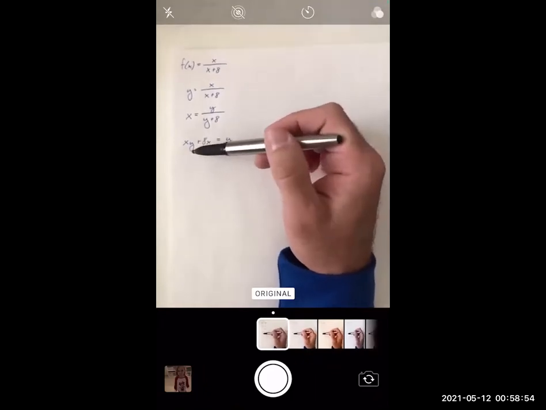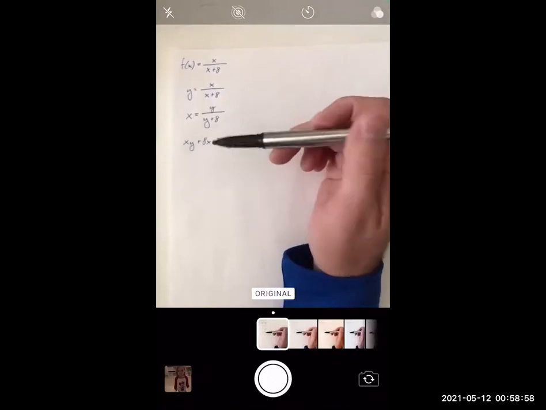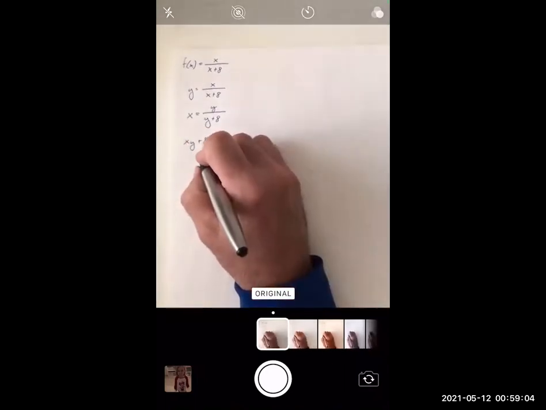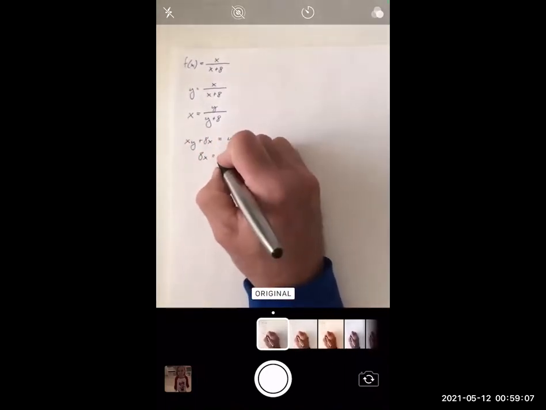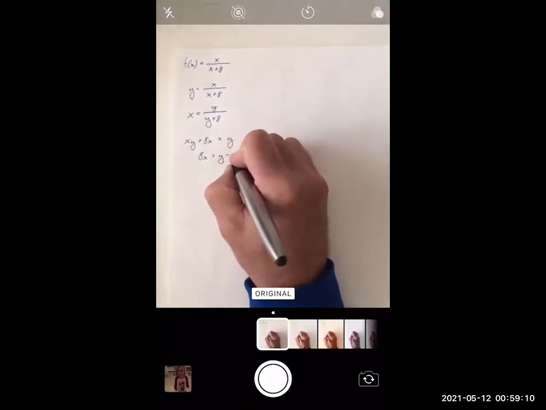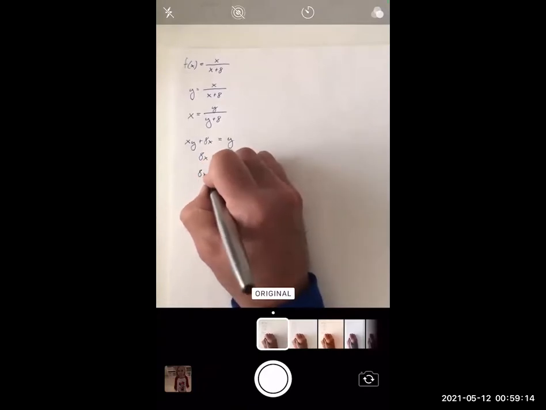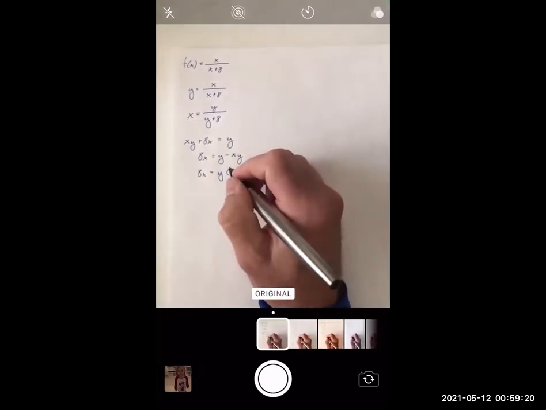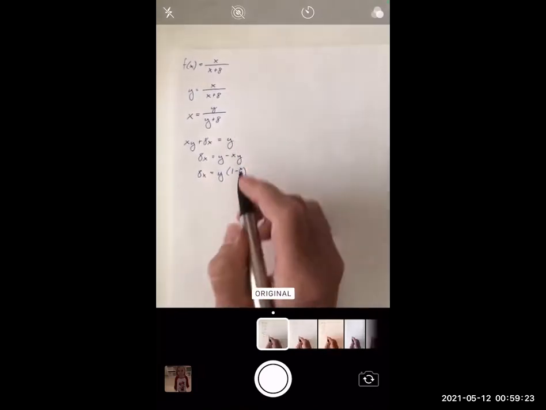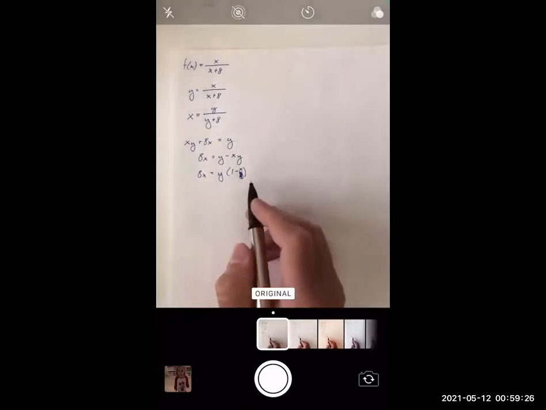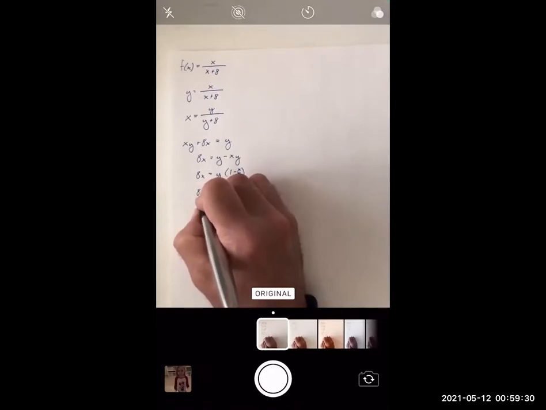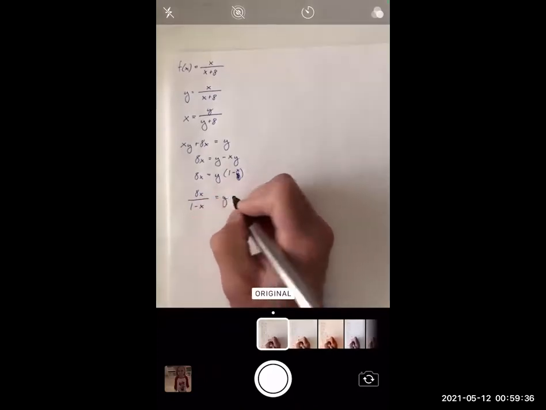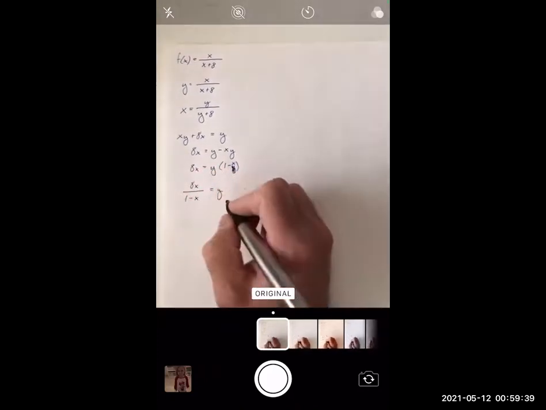Okay, and then this is where you have to remember what you're solving for. And in this case, you're solving for y. So we can bring the xy over to the right. Then you take the y out. So it's 1 minus x in there, and then you just divide by your 1 minus x. And that would be your inverse function.